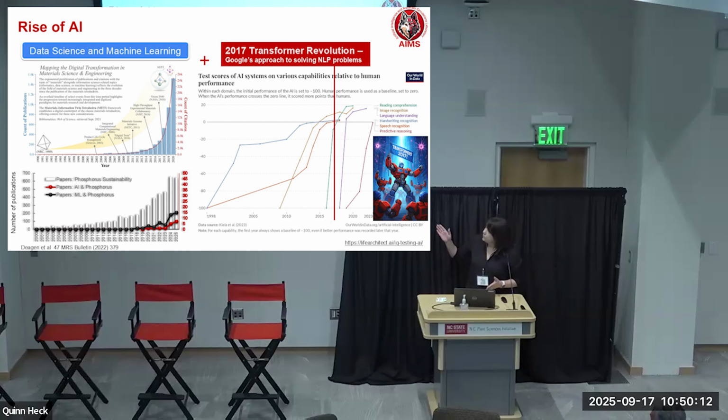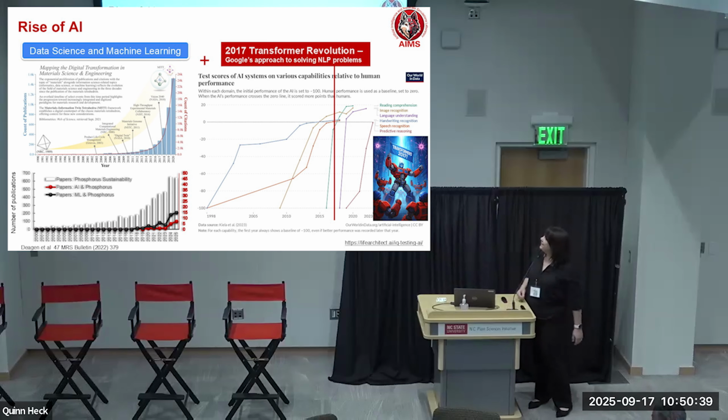Also, we see on both graphs there is an inflection point. There has been a revolution, and the revolution started from 2017. It's called the Transformer Revolution. What happened in 2017? Google developed a new tool, a new algorithm actually, that solves some of the problems from natural language processing. So for example, you can see here, it's an interesting way to see it.